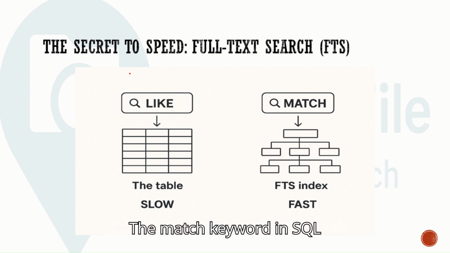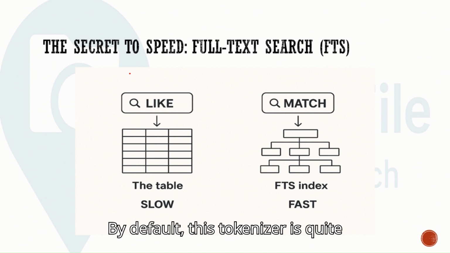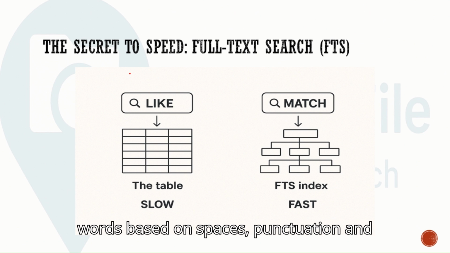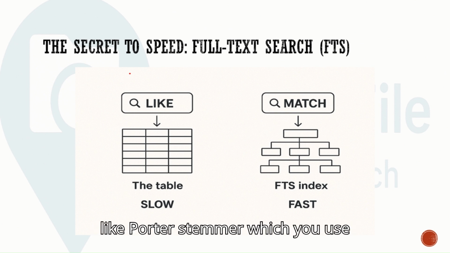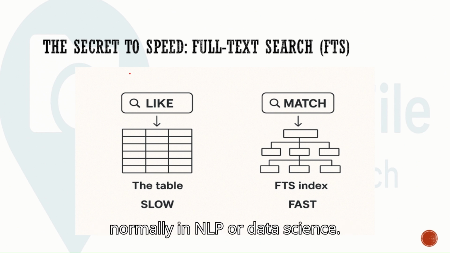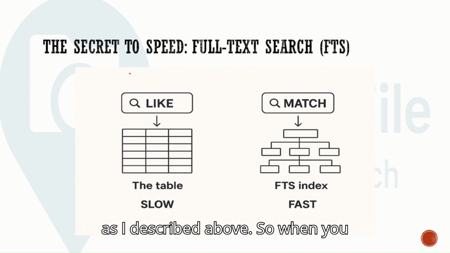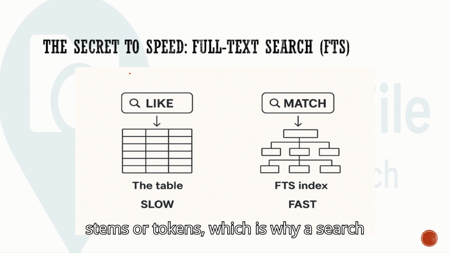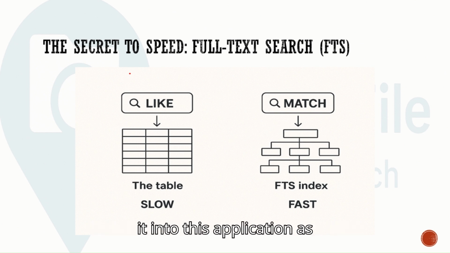The match keyword in SQLite's FTS uses a tokenizer. By default, this tokenizer is quite simple. It breaks text into individual words based on spaces and punctuation, and converts them to lowercase first. It can also use an optional built-in stemmer like the Porter stemmer, which you normally use in NLP or data science, which performs the simple word chopping as I described above. So when you search, it's matching these simplified stems or tokens, which is why a search for run might find a document with running. However, it does not have linguistic intelligence yet. We can build it into this application as well.